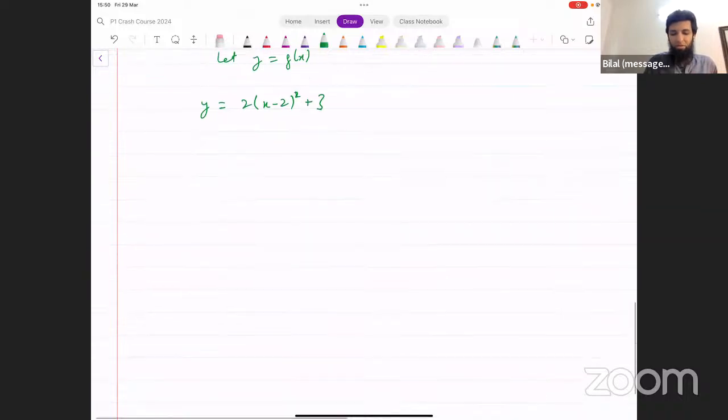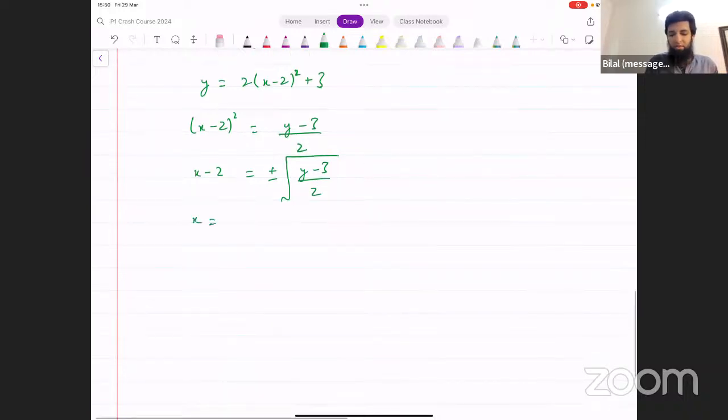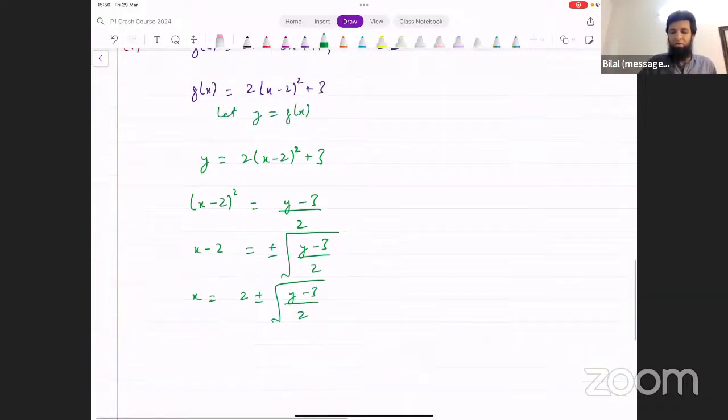Take everything to one side. Apart from x minus 2 whole squared, it's going to become y minus 3 and then divide by 2. Take square root on both sides, but remember, whenever you take square root, you have to put plus minus. And then inside the square root, you have this whole thing, y minus 3 over 2. Then 2 goes to the other side, and you have 2 plus minus square root of y minus 3 divided by 2.